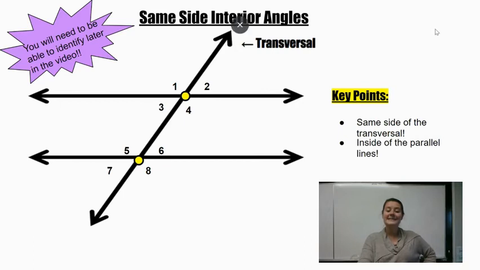They are also inside of our parallel lines. So that word interior tells us that they're going to be inside of the parallel lines. Interior, inside of the sandwich. Now these angles are not congruent. They add up to 180 degrees, which makes them supplementary angles.